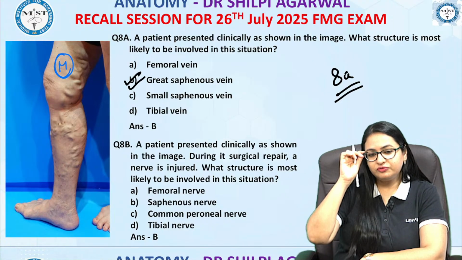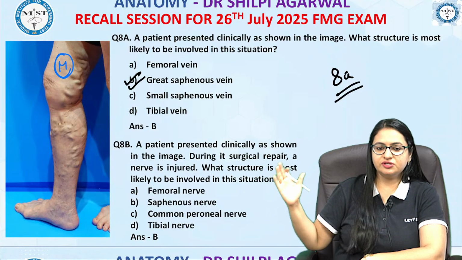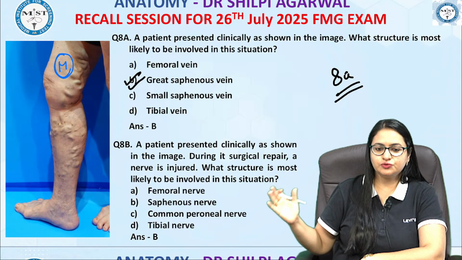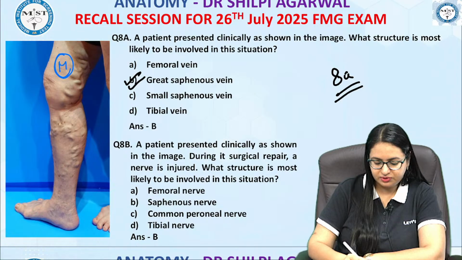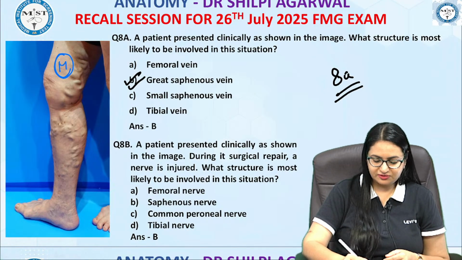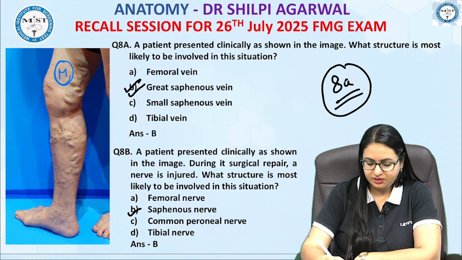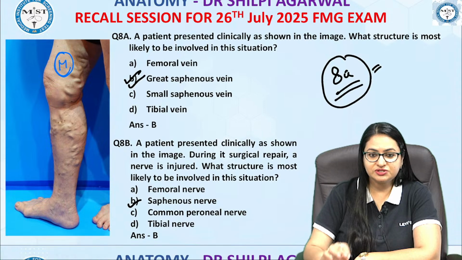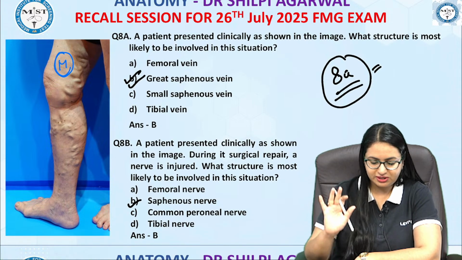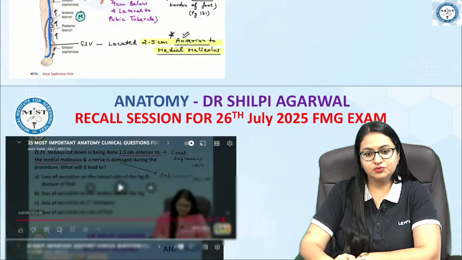Now, even if they ask you the nerve, like if they say that this varicose vein is there and during its surgical repair a nerve is injured, so what structure will be injured? We very well know the answer is the saphenous nerve. This is the structure which is related to the great saphenous vein. But I think the majority of the students are sticking with 8A. So we are also saying 8A, the great saphenous vein.